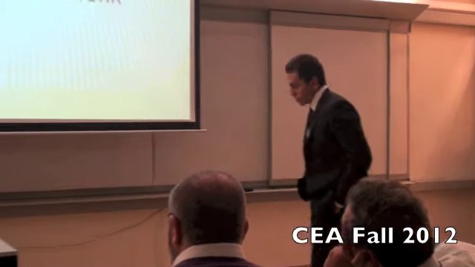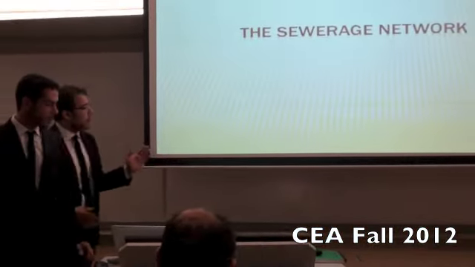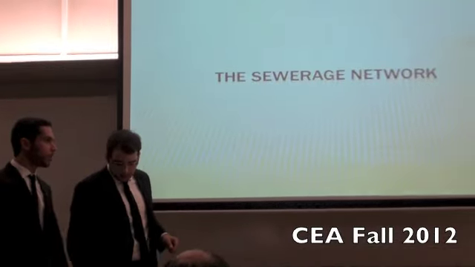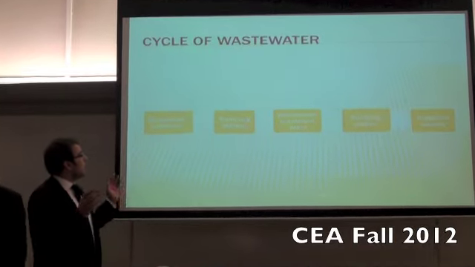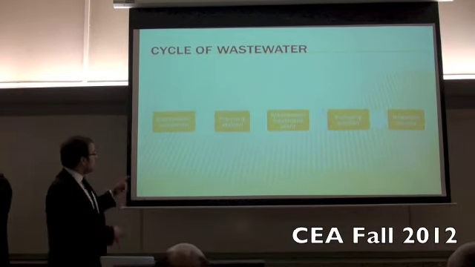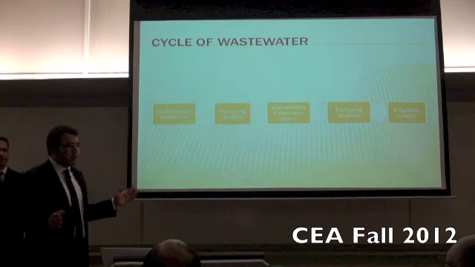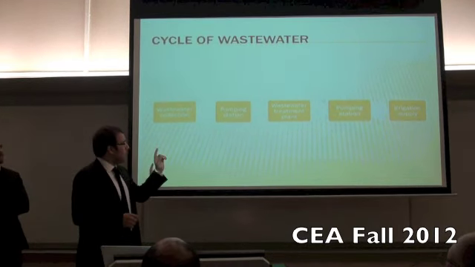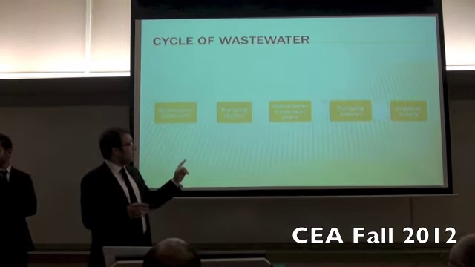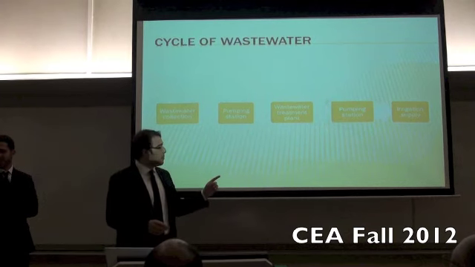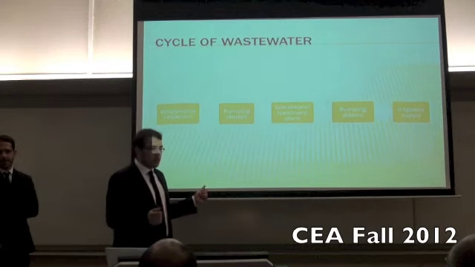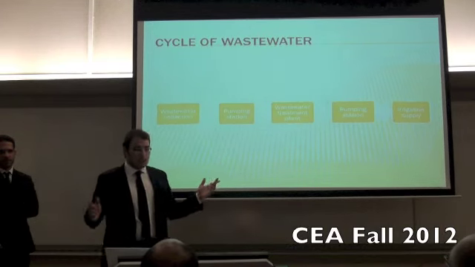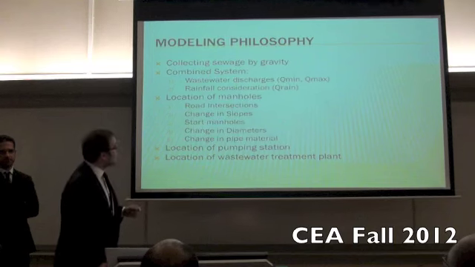Okay, now we move on to the next part in our scope of work, the sewerage network. First of all, let me talk about the cycle of wastewater. We start by collecting wastewater through the sewerage network by gravity, and then we move it to the pumping station and pump the water to a wastewater treatment plant. Then we use a pumping station again to transport the treated water to cover the irrigation need of the irrigation supply.